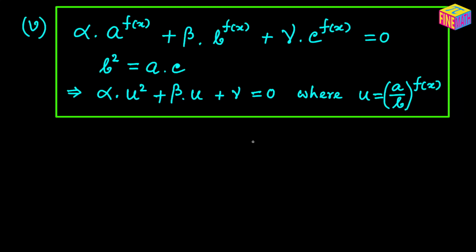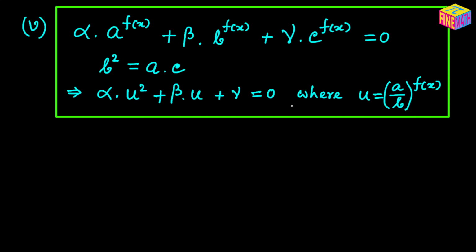It looks kind of crazy, right? It looks like a lot, but actually it's very simple. If you assume that alpha is a number and a is another number, similarly beta is a number and b is another number and gamma is another number and c is another number, those are all different constants, right? And then if we have an equation like this, alpha times a to the power some function of x plus beta times b to the power the same function of x, and then gamma times c to the power the same function of x is equal to 0, and also if we see that b squared is equal to a times c, then we can rewrite that equation in the form of alpha times u squared plus beta times u plus gamma is equal to 0, right?